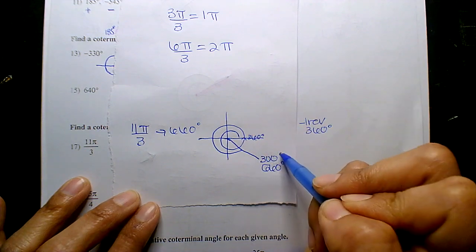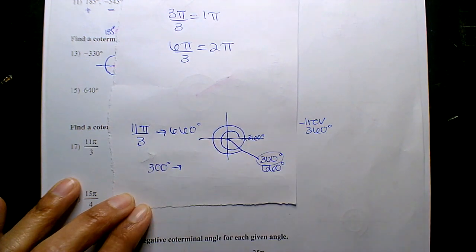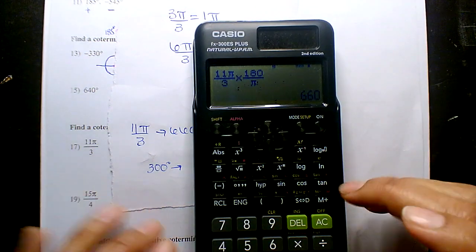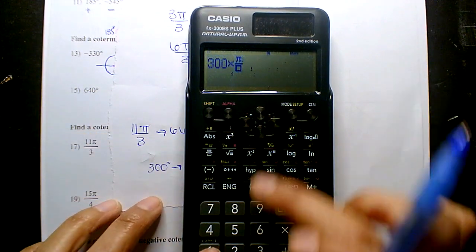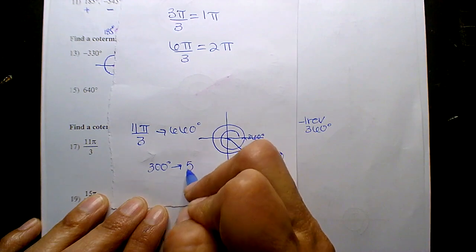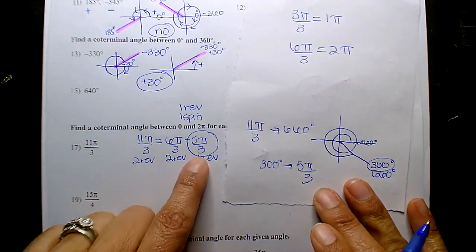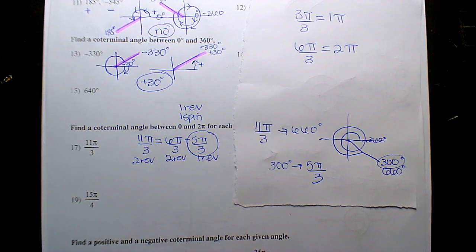Okay, so take 300 degrees and transfer that, and I get 5 pi over 3. There's my 5 pi over 3. So you're totally welcome to transfer everything to degrees, work off the 360, find your coterminal, and then afterwards convert it right back to radians.